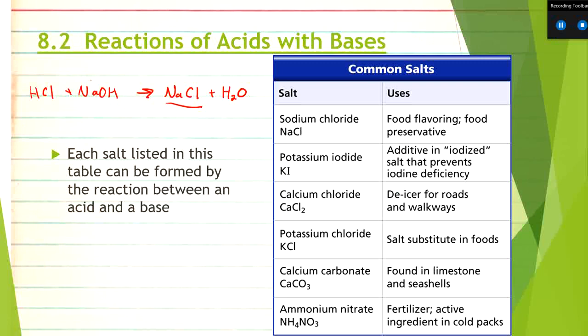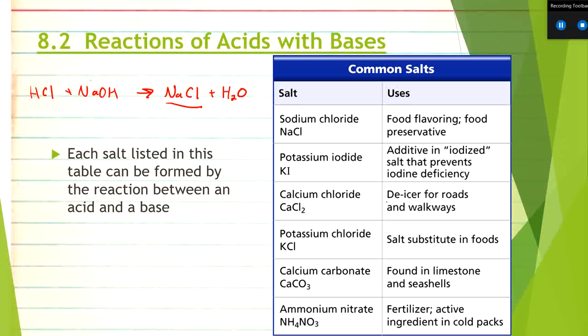Some other salts can be produced depending on the acid and base reacting. We can produce potassium iodide, calcium chloride, potassium chloride, calcium carbonate, ammonium nitrate. And you can look over on the right for the uses of these. All of these you've interacted with at some point in your lifetime. You just may not have known it. Potassium iodide is what's used in iodized salts. It's why we add it in, to prevent iodine deficiency and thyroid problems.